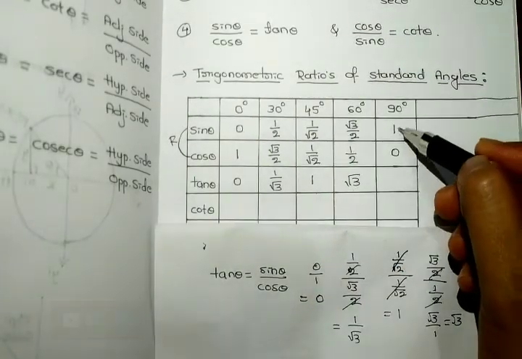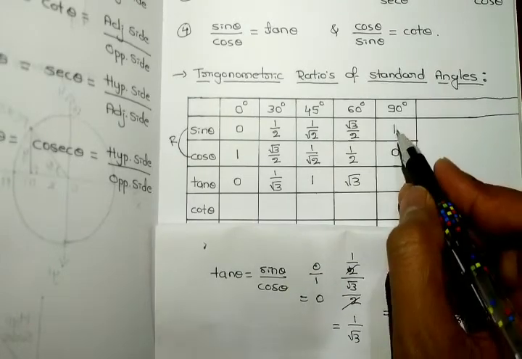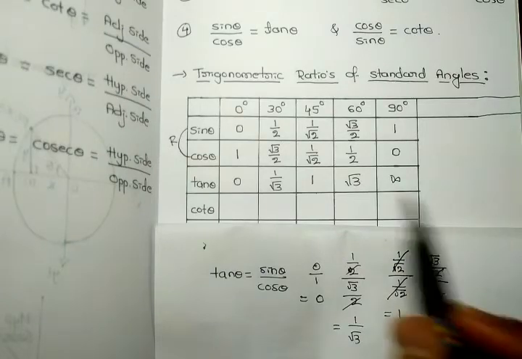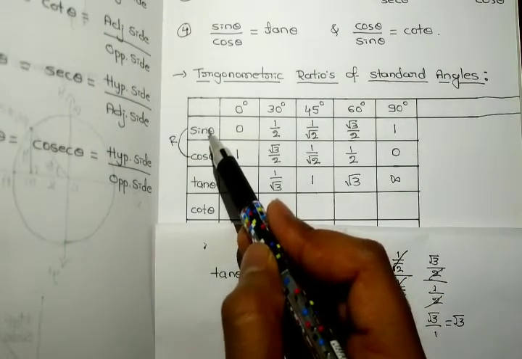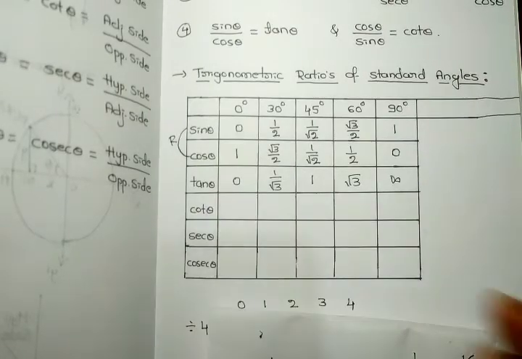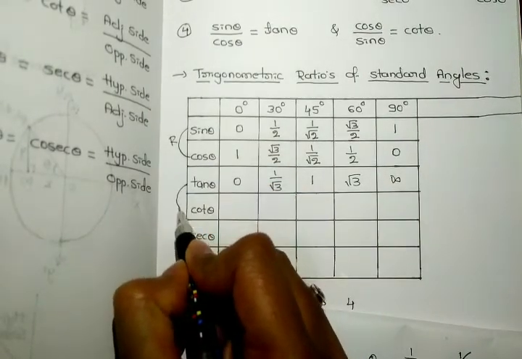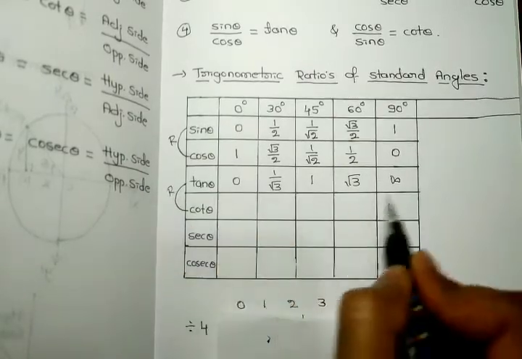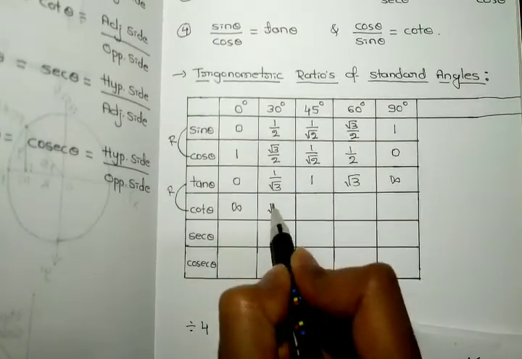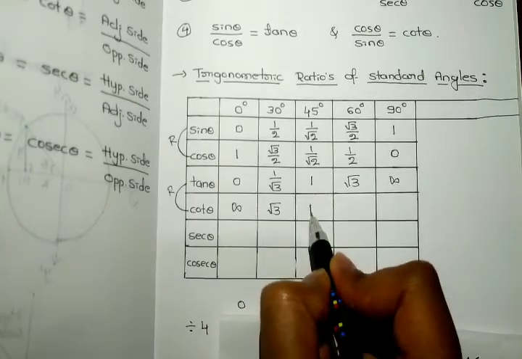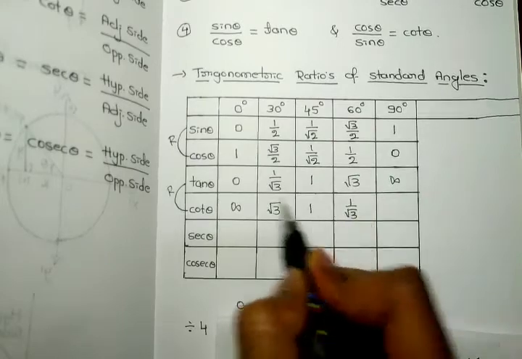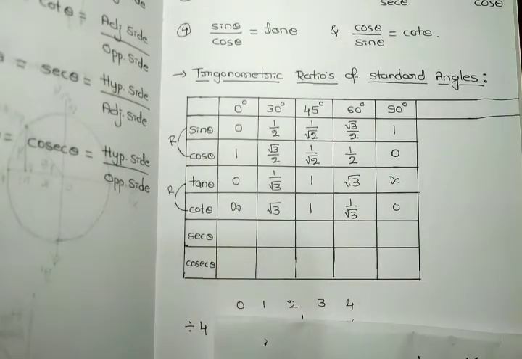Next, any value divided by 0 is nothing but what? Infinity. So easily using sine and cos you can write the tan values. Next, the reverse of tan is nothing but cot. First infinity comes, next root 3, next 1, afterwards 1 upon root 3, and last one is 0.